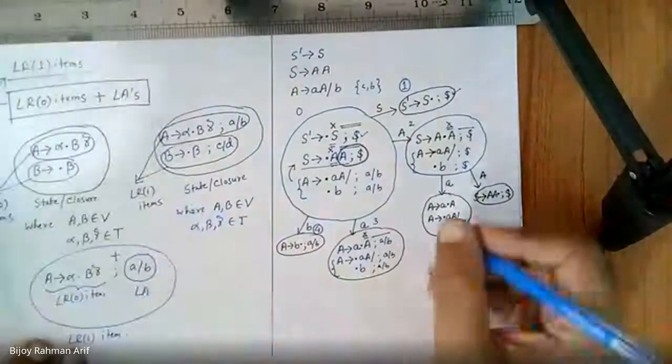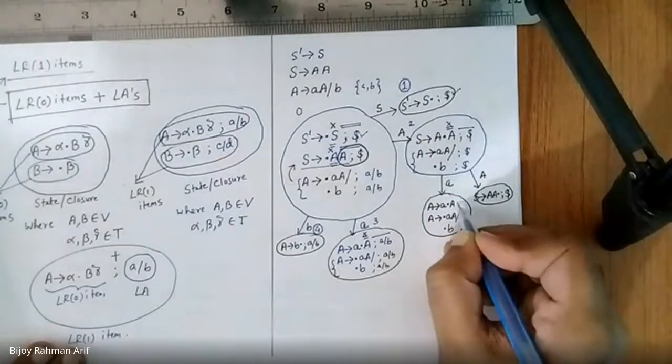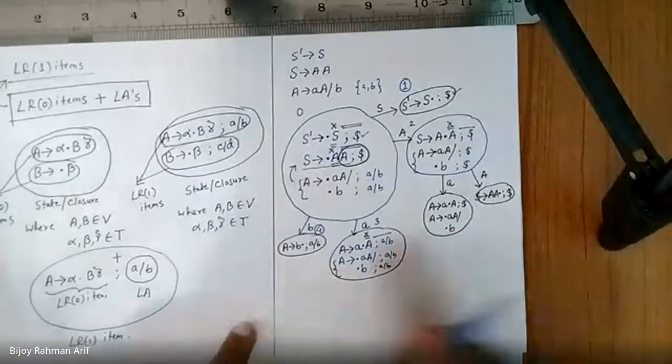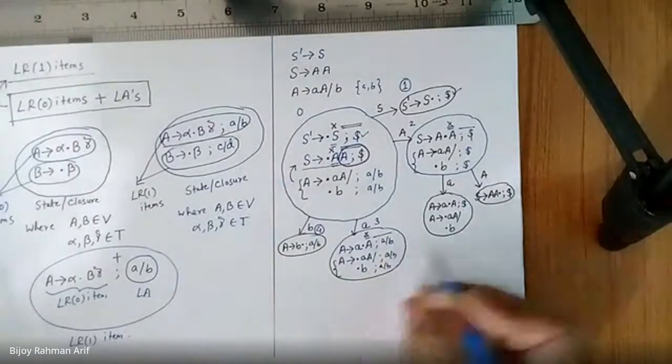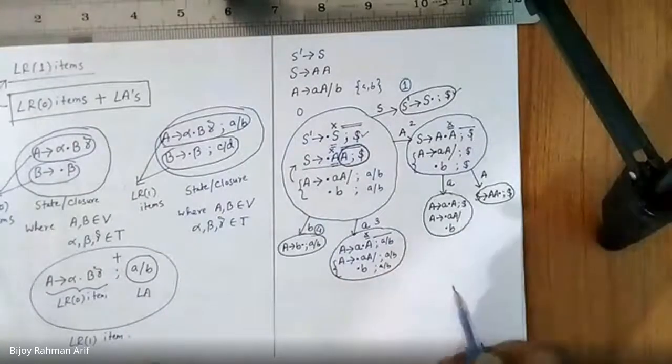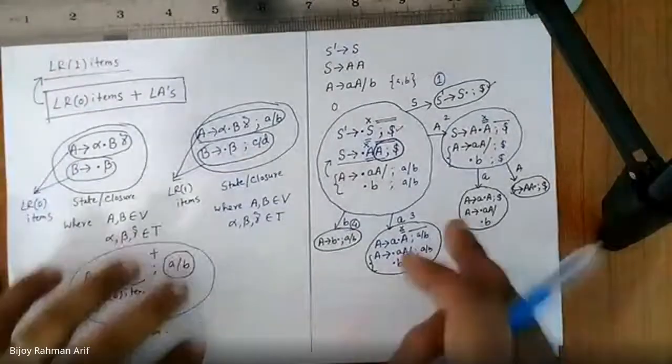Now what is the look ahead for this? For this one, this shift move, the look ahead does not change. So it would be dollar. Definitely this is different, because for the first item the look ahead is A comma B. Here the first item look ahead is dollar. Did you get the point? So that is the difference. It is LR1 items. It is no longer an LR0 item. You have to also consider look ahead. Because of look ahead, they are different.